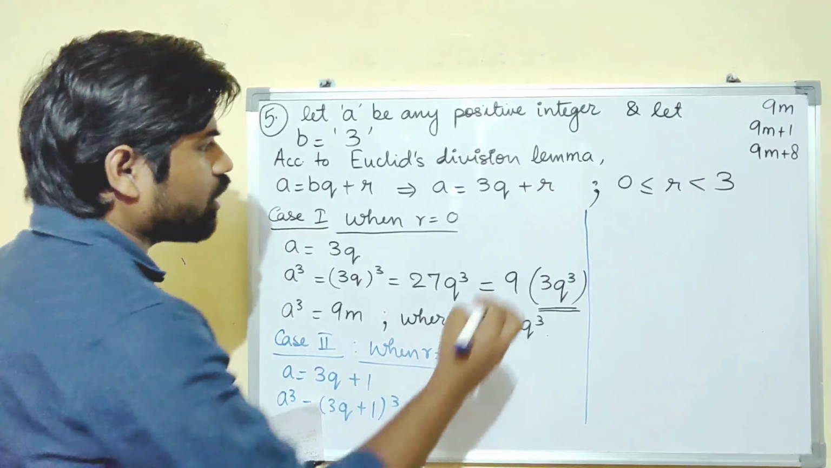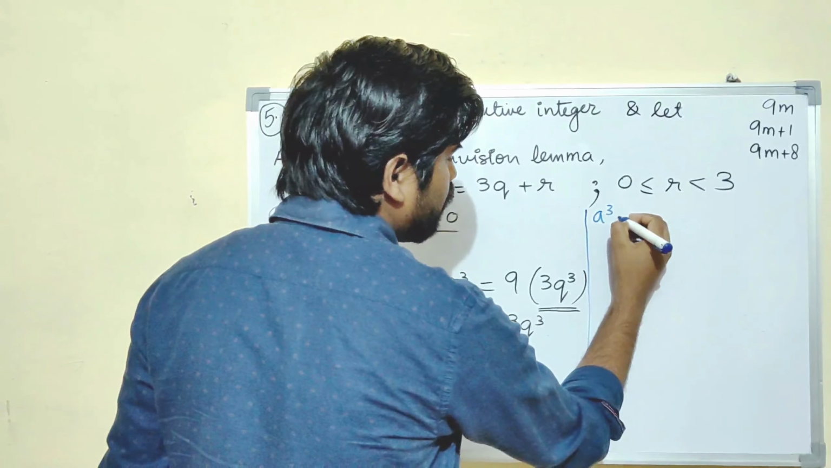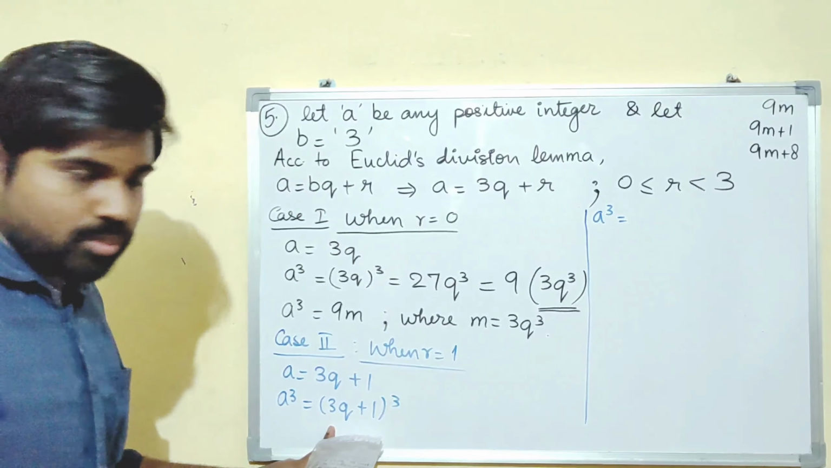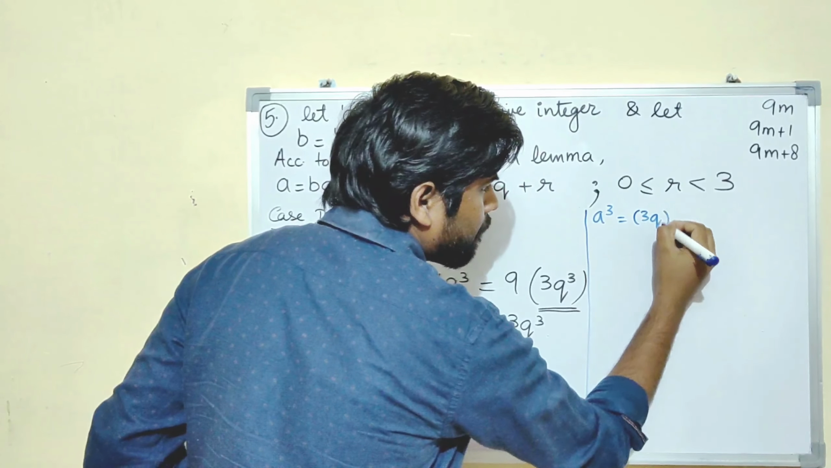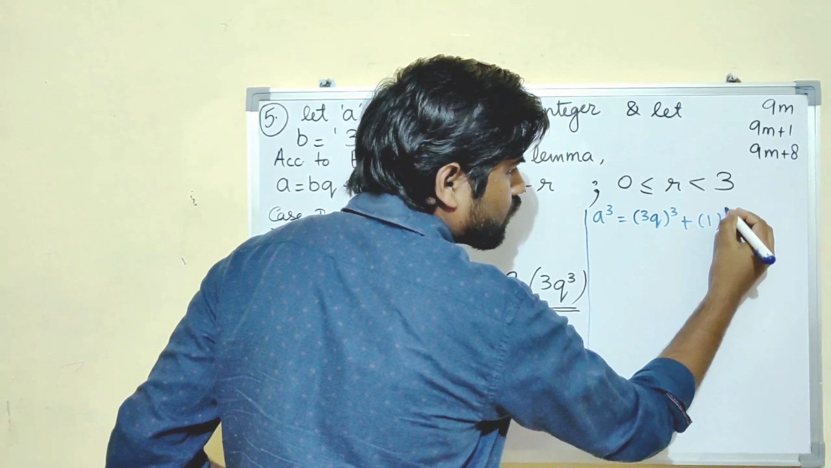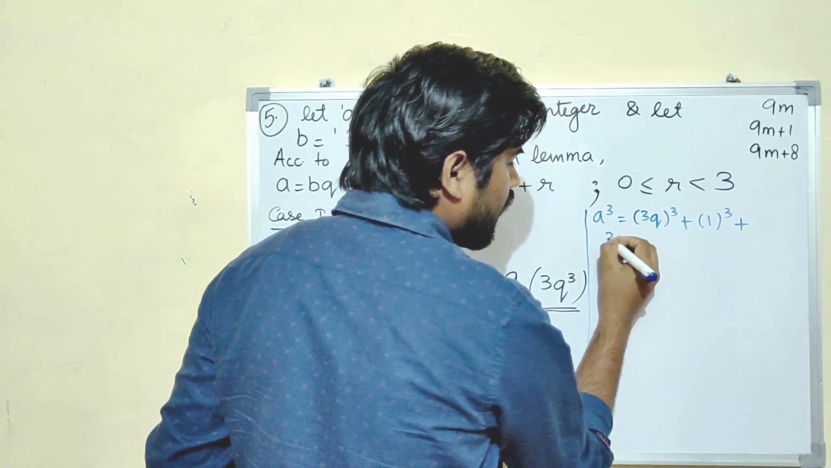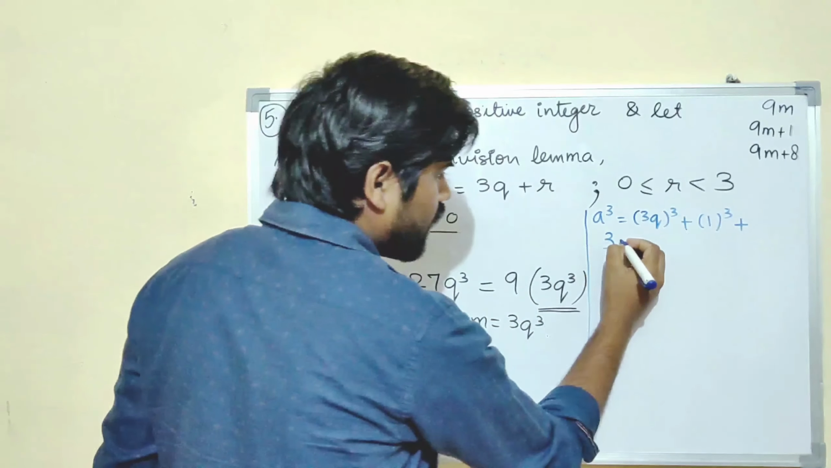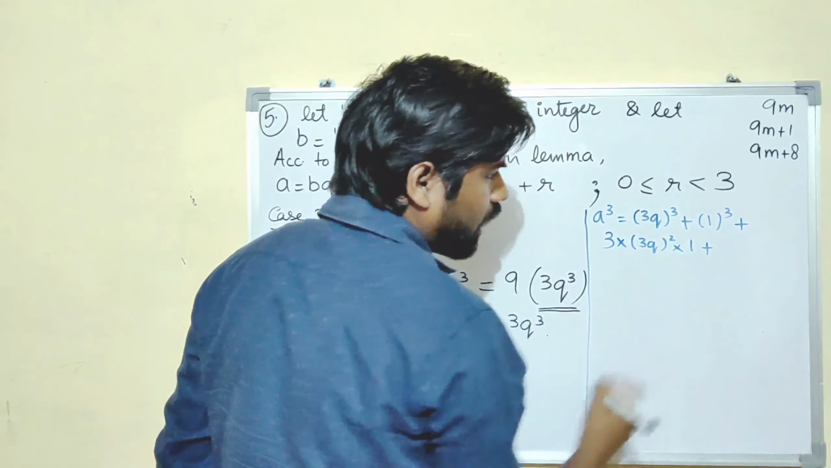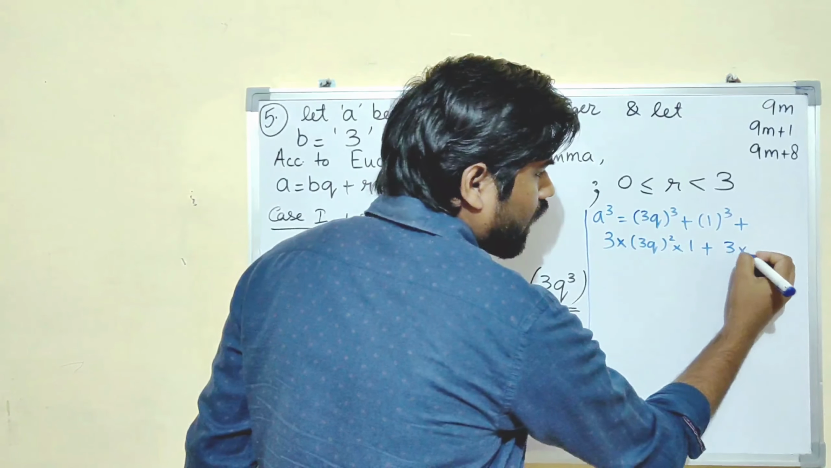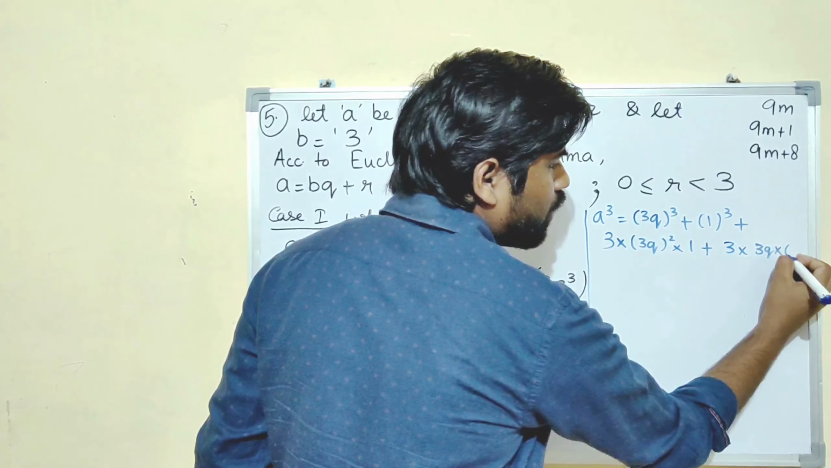Okay, now let us continue. When we cube that, we get a cube equals a cube, right? So 3q whole cubed plus b cube, that means 1 cubed here, plus 3a squared b, that is 3 into a squared into b, plus 3a into b squared.